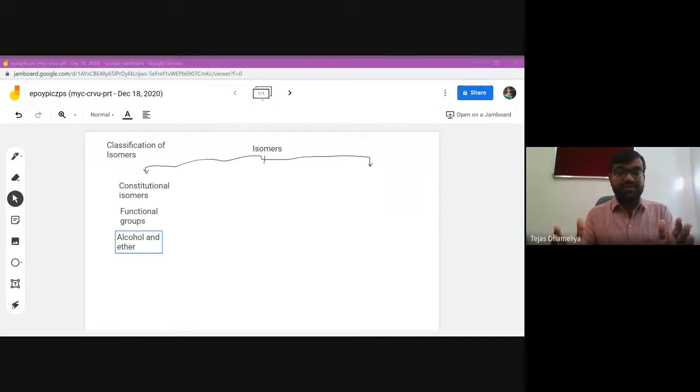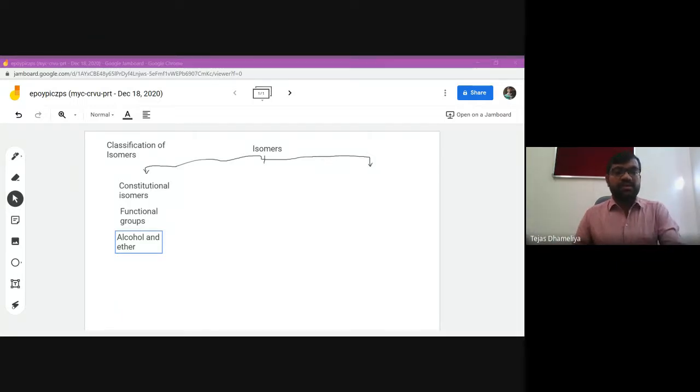So these kinds of isomers are called constitutional isomers or functional group isomers because their functional groups are different. These structures are different with respect to the handle of the molecule. Those functional groups are generally termed as the handle of the molecules, with the help of which we can control the reactivity of the molecule. So that's why they are functional group isomers.